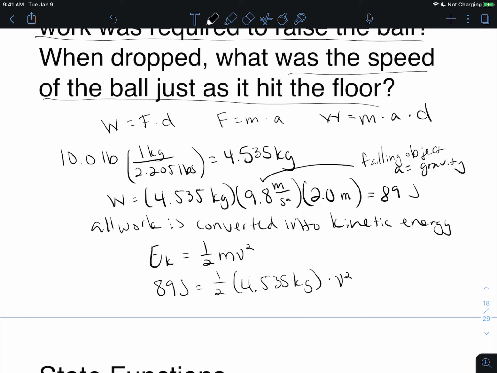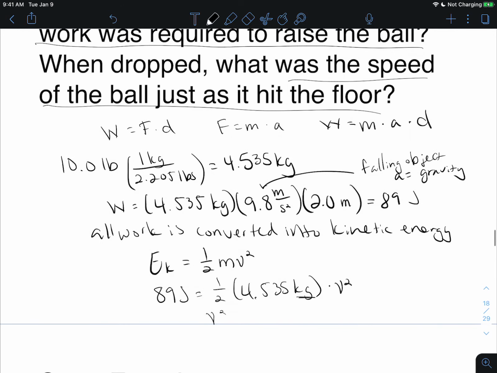Now, we solve for that. Again, make sure we're in kilograms because we're trying to use joules. So joules are kilograms times meter squared over second squared. When we divide our joules by our kilograms, we get velocity squared is equal to 39.2 meters squared over second squared. And then when we take the square root of that, we get 6.3 meters over second, our speed. Okay, acceleration is meters over second squared. Speed is meters over second, or velocity.